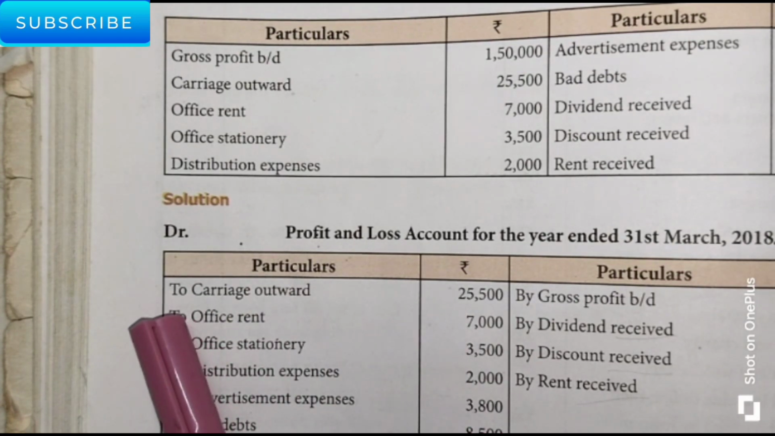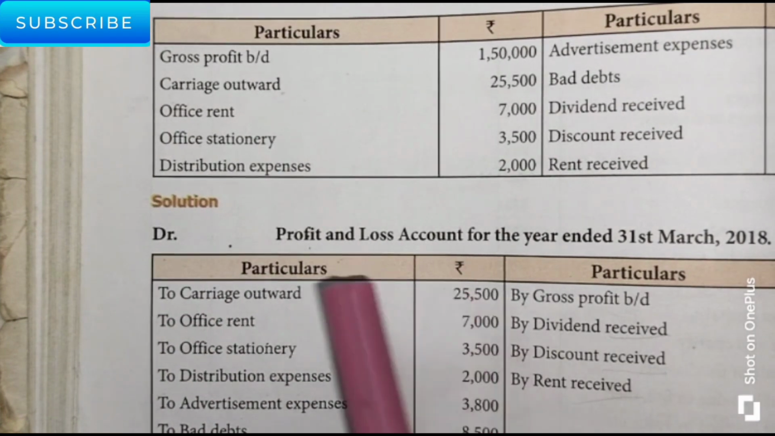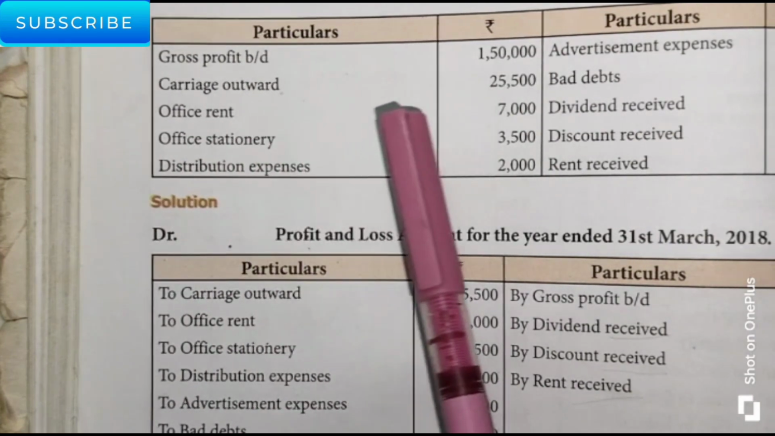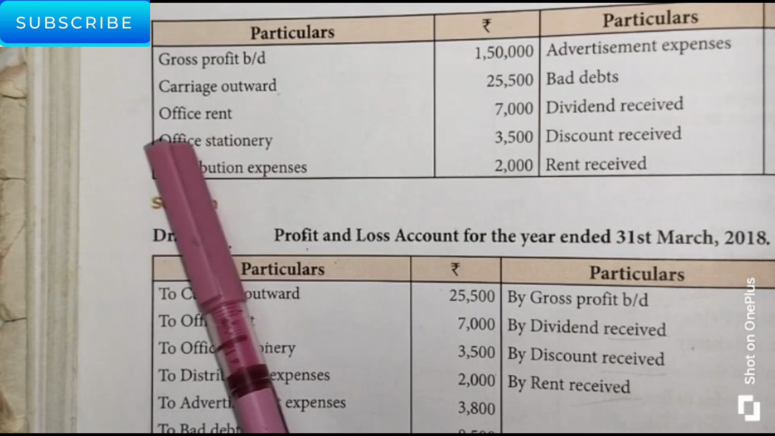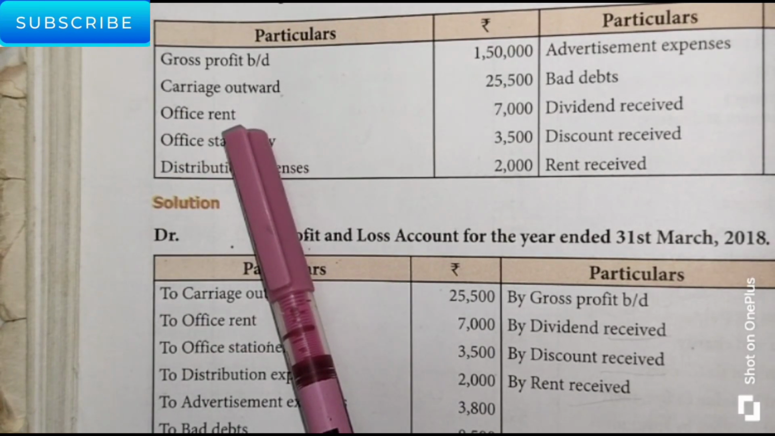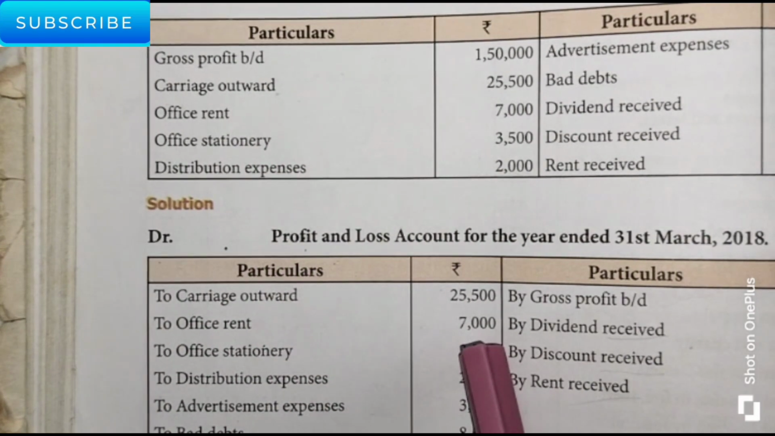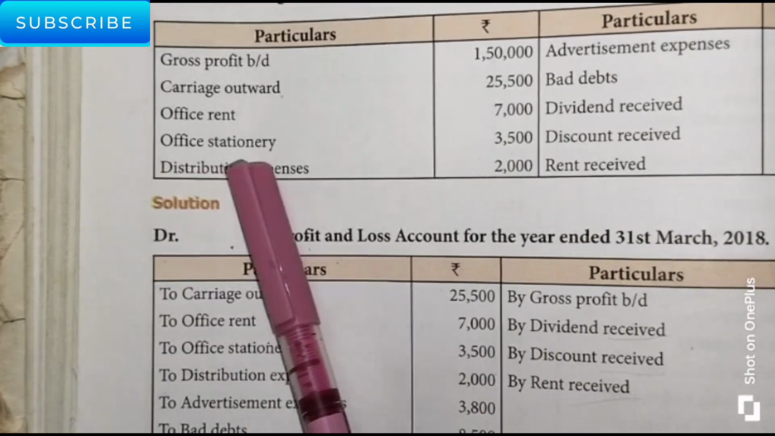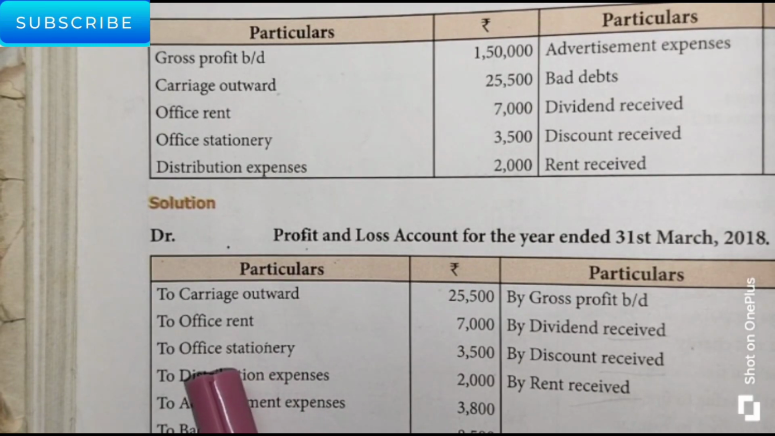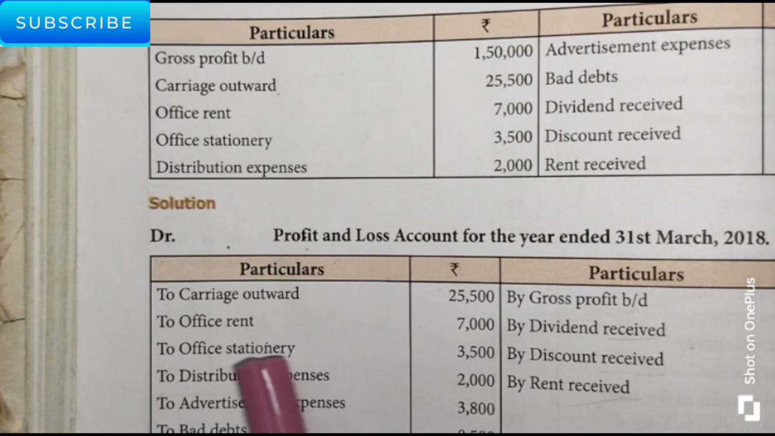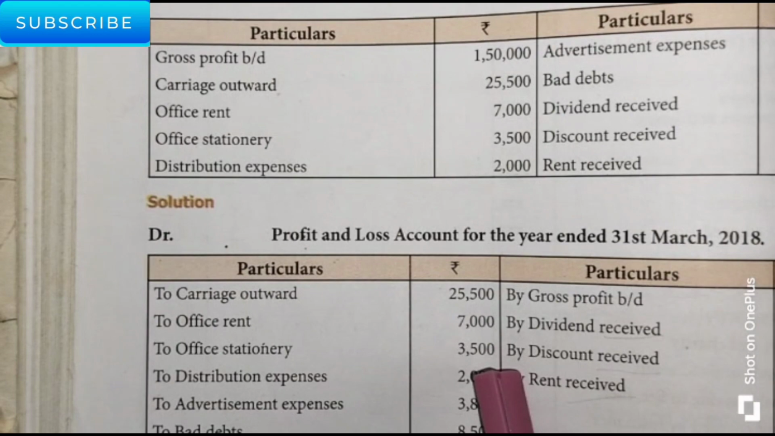On the debit side you always start with the word To. So to carriage outward 25,500 is entered, and office rent 7,000. As per the profit and loss account, office rent is an office and administrative expense. So office rent is entered on the debit side, 7,000 rupees. Then office stationery 3,500. Office stationery is also an office and administrative expense, so to office stationery 3,500 is entered.